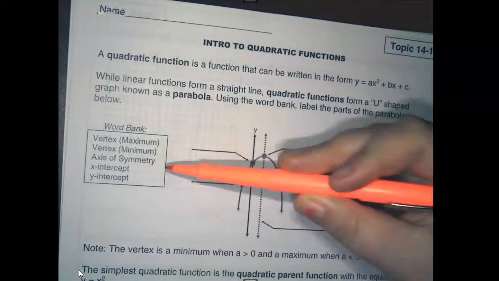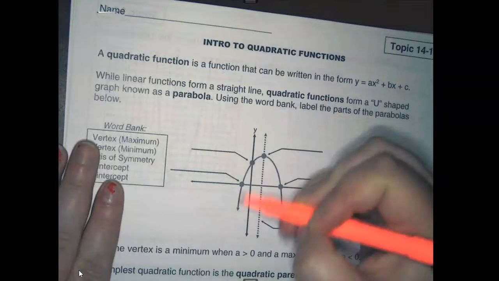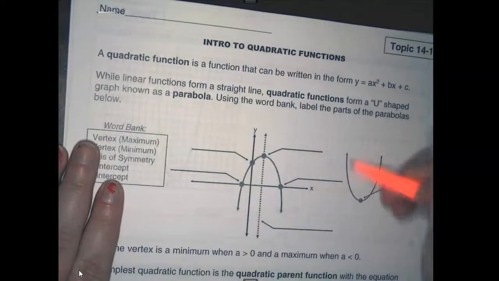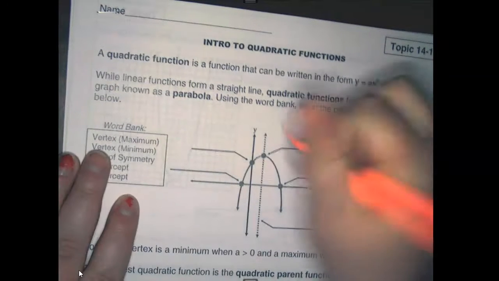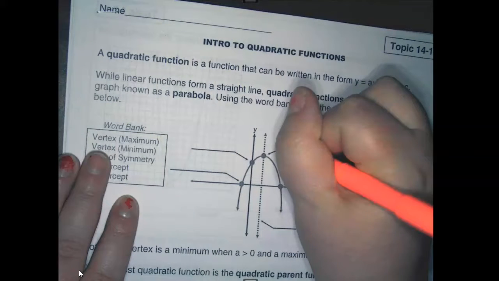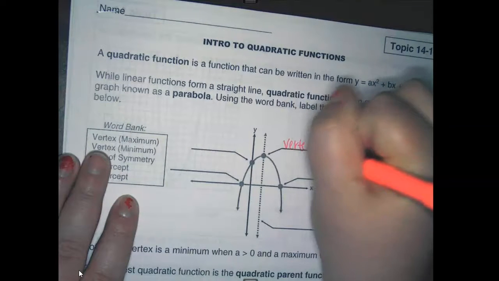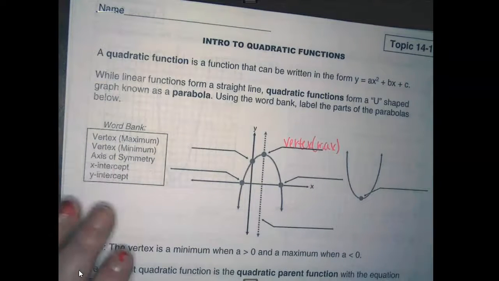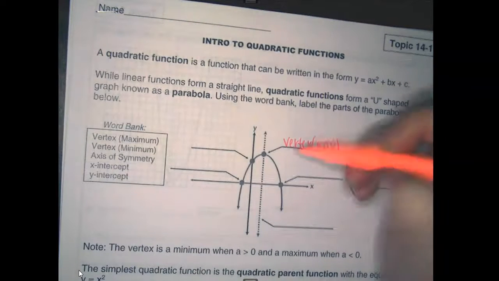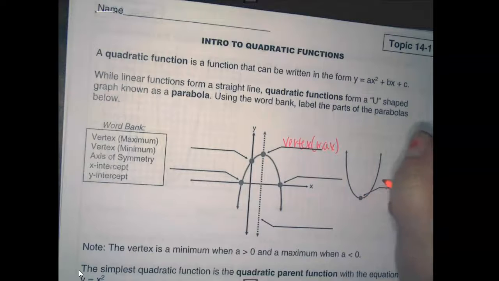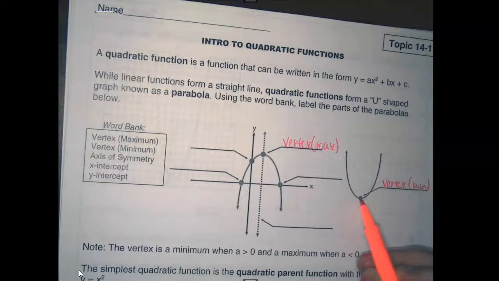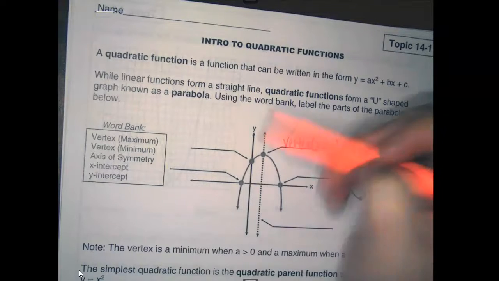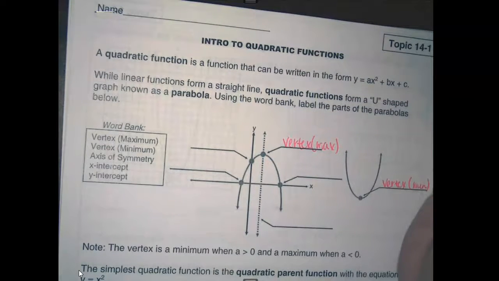So we're going to use this word bank to label. So this is a parabola. It's a U-shape, or it can go either direction. So this is the vertex, and it is a max vertex. And the reason it's a max is because it's the highest point that graph is going. Versus this one, which is a vertex min, because it's as low as it can go. It's the minimum that graph is going to go. Nothing's going to go below that point. Nothing's going to go above that point.